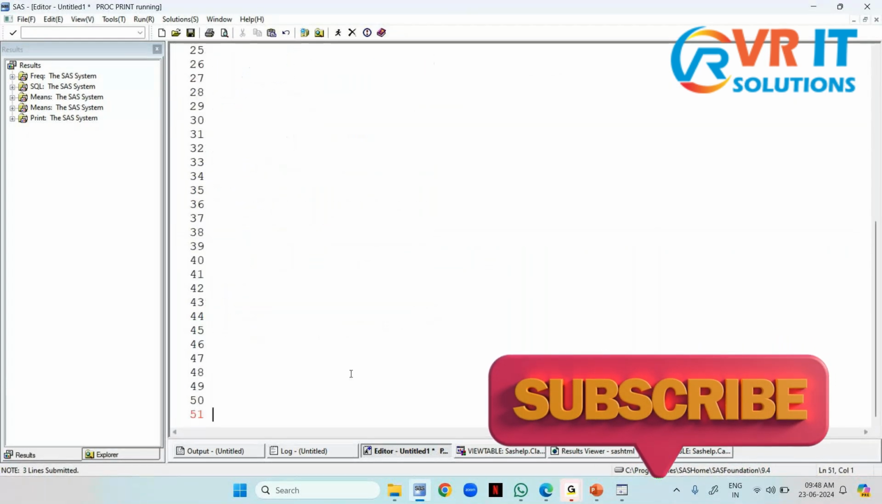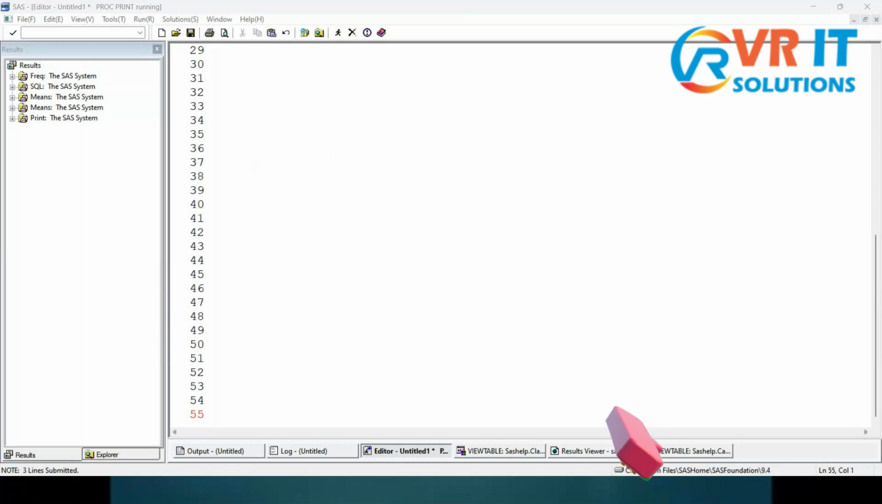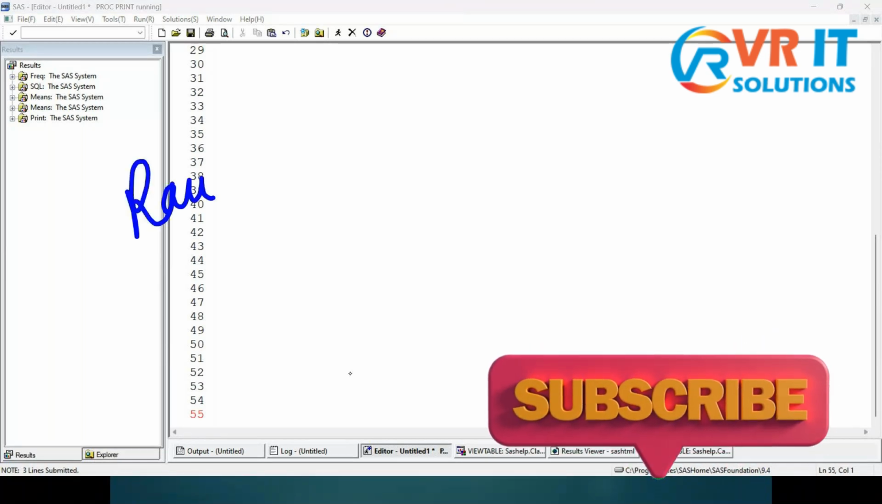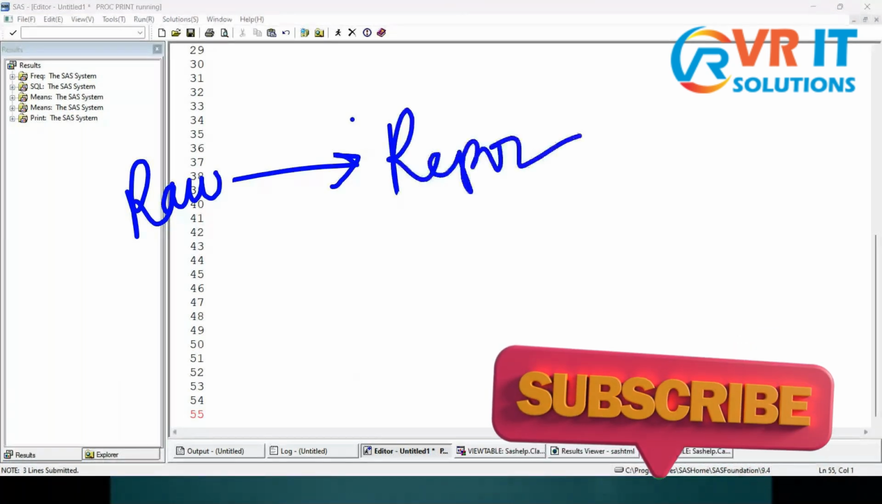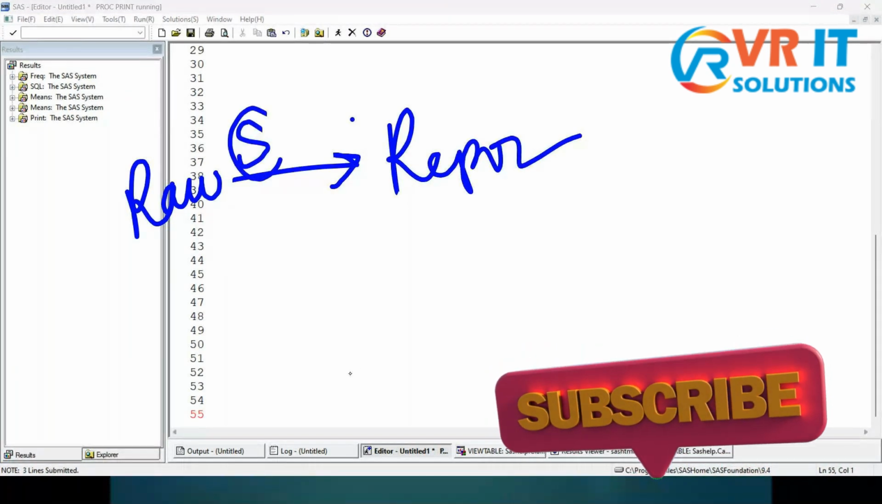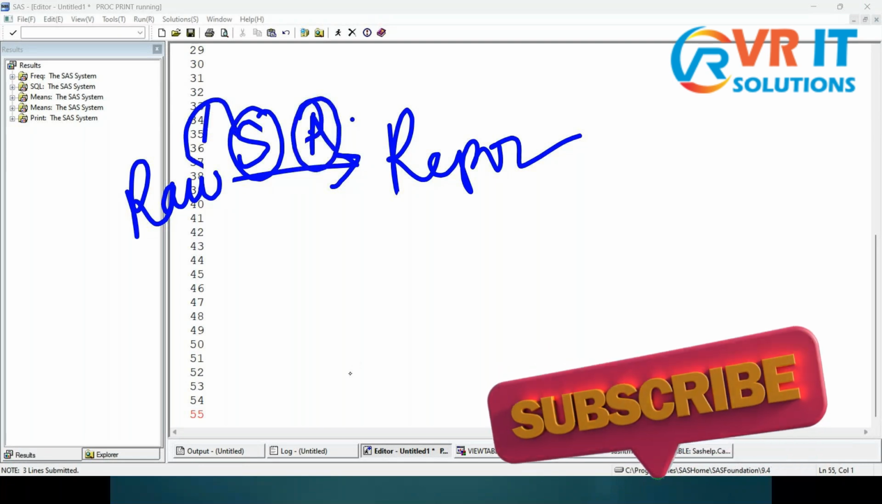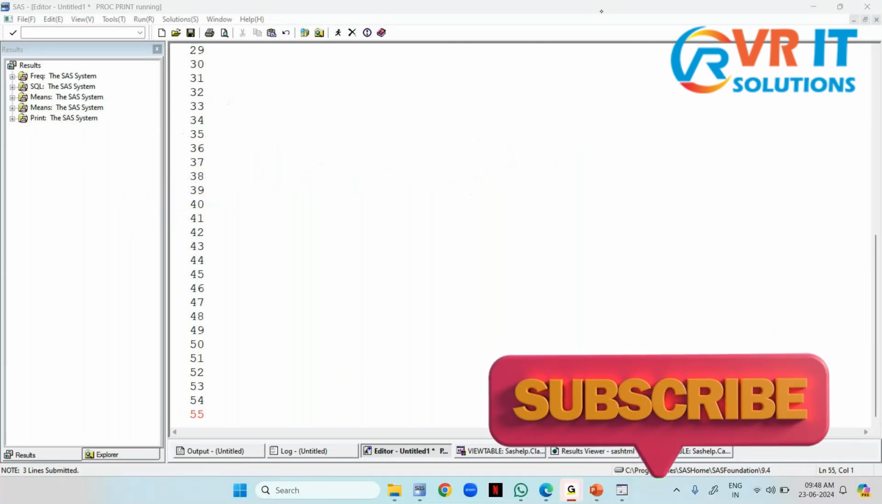See, I told you what the role of a SAS programmer is: converting raw data into standard data, then finally creating reports from that. In between, we are standardizing the data and analyzing the data. So in every step, SAS is being used.